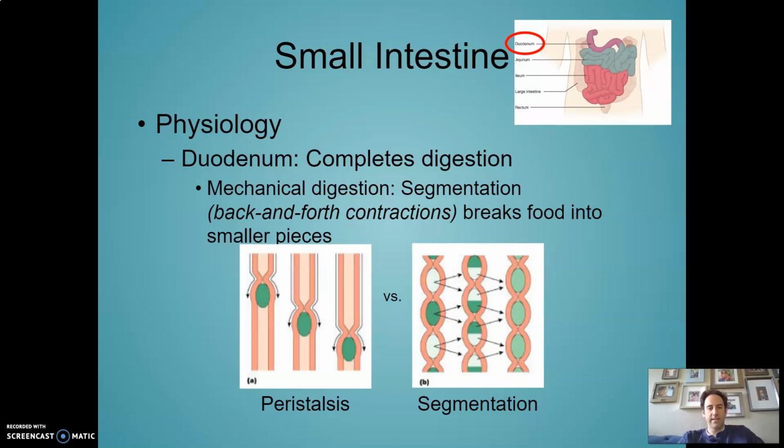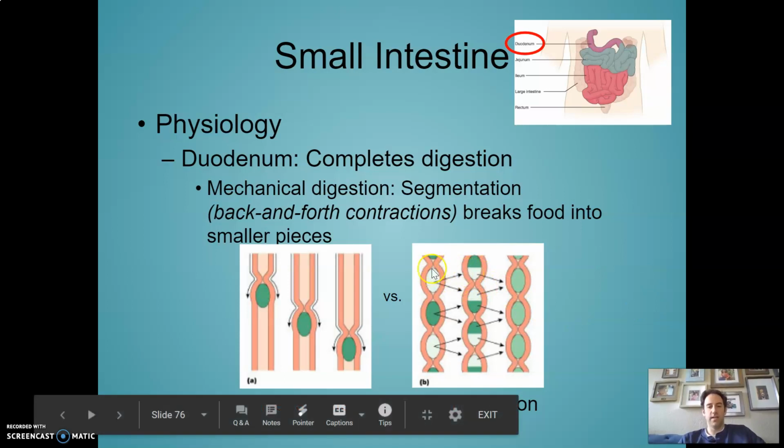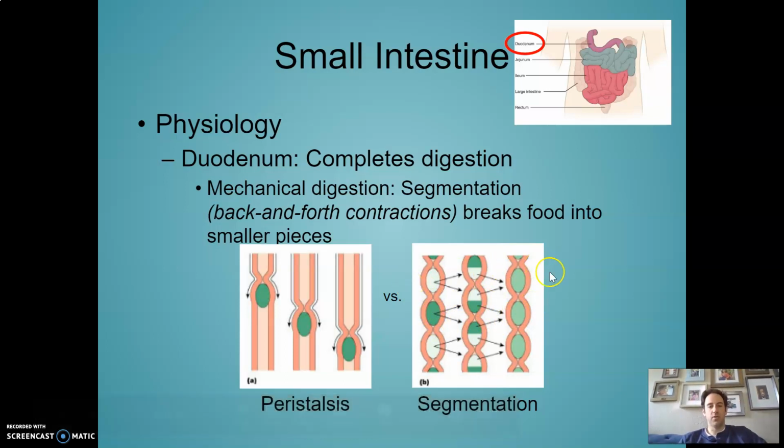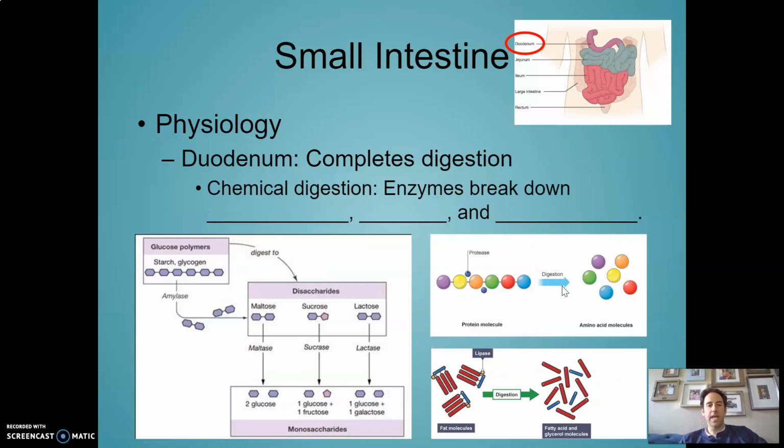So there's a couple ways this happens. First, there's a mechanical digestion where the wall of the small intestine kind of squishes the food in there, and that breaks the food into smaller pieces. And then there's a chemical digestion. There are enzymes in the small intestine that break down all three of the major components of food: carbohydrates, proteins, and lipids. So pretty much all digestion happens in the small intestine.